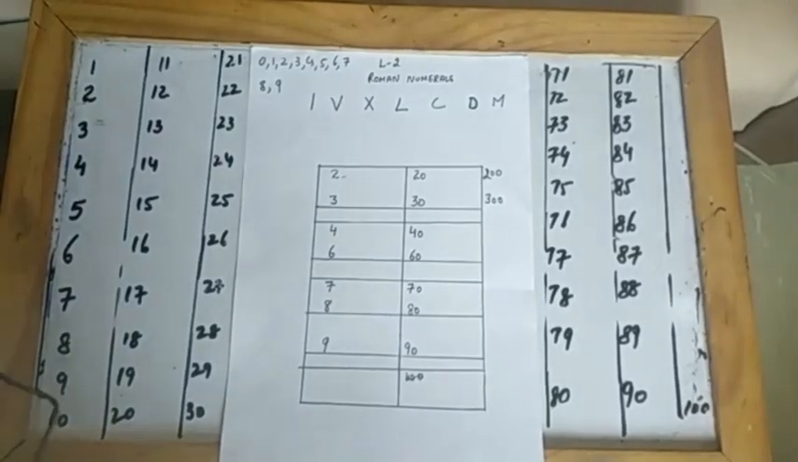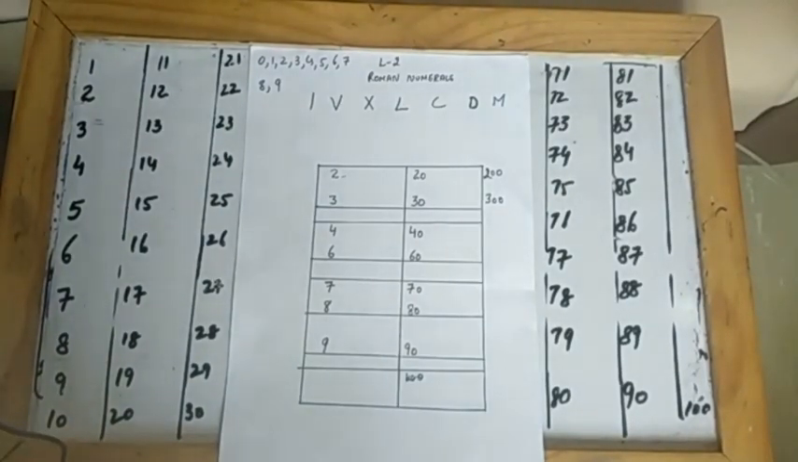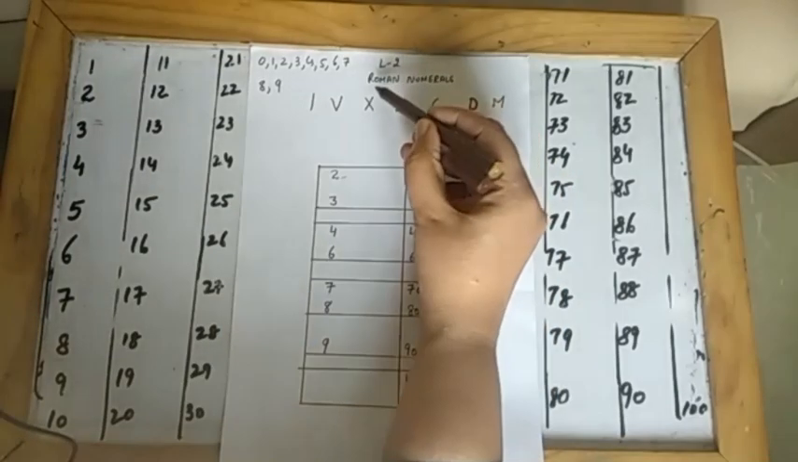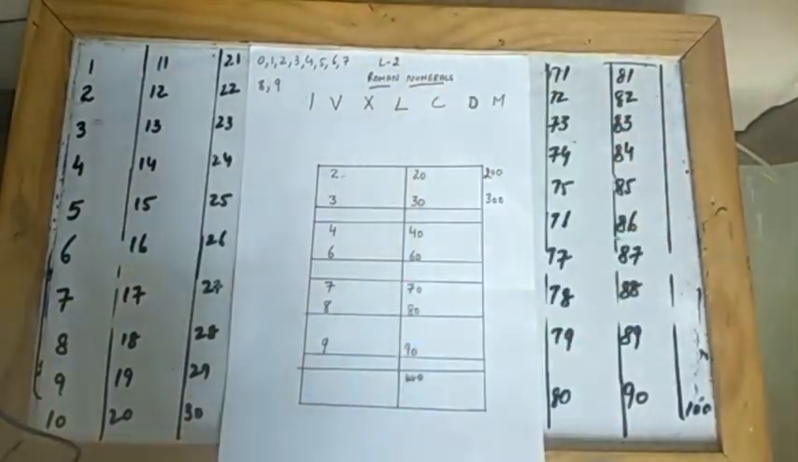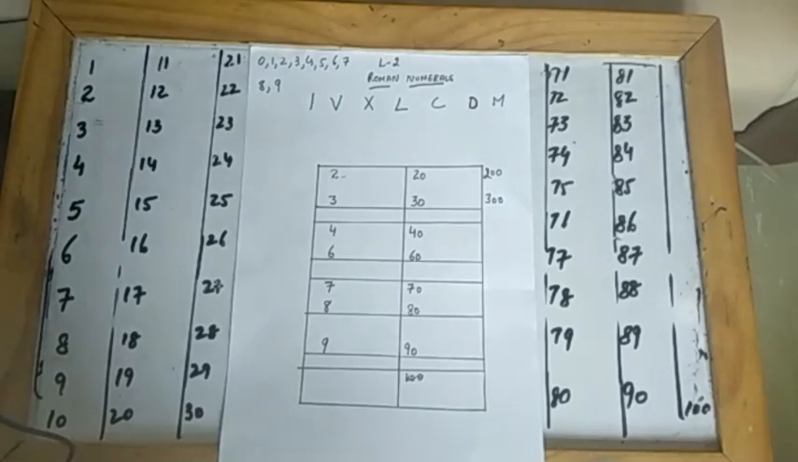Students, today we will start lesson 2 from your maths book, that is Roman numerals. You must have learned the Roman numerals in your 4th standard, and I think you have learned till 50. So now we will move further.